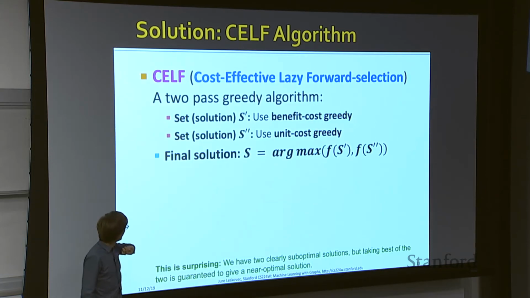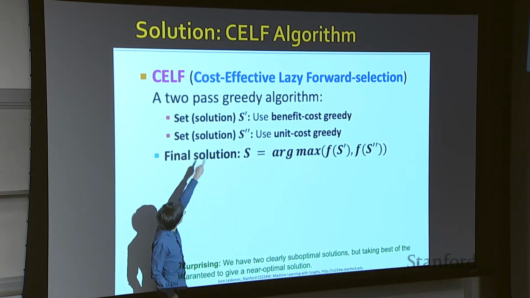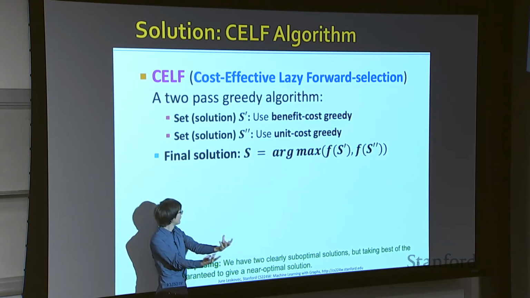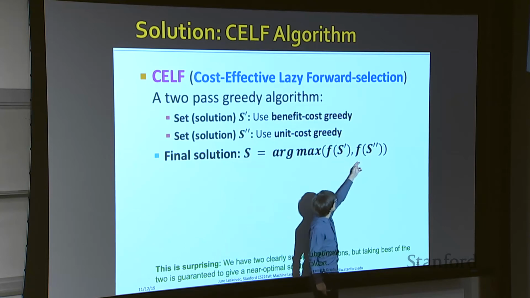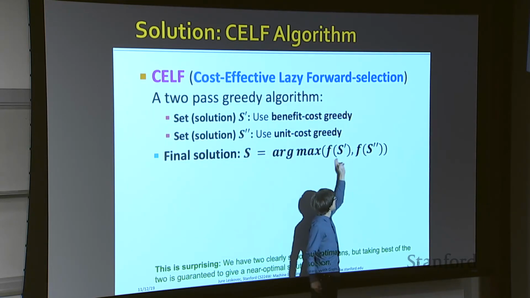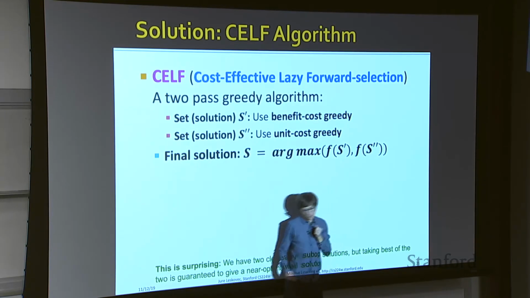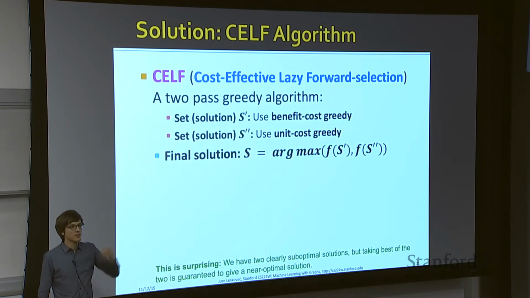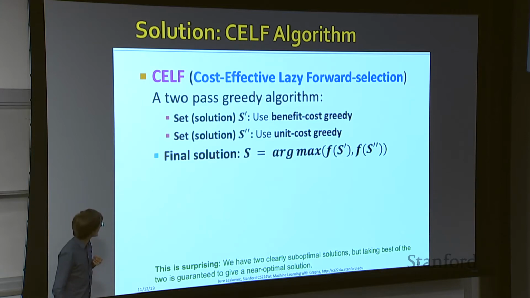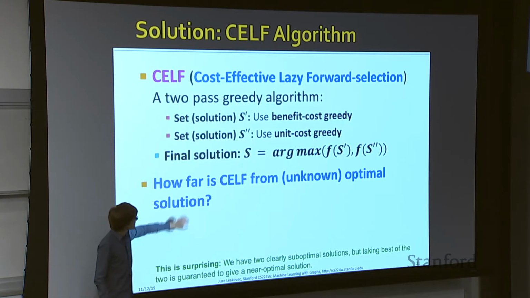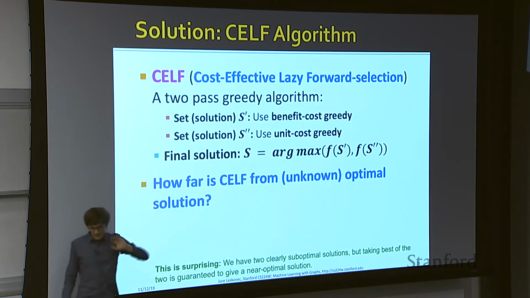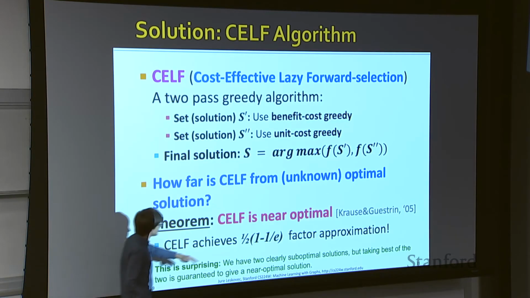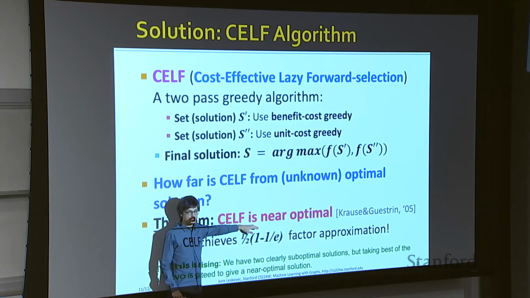I'm running the first algorithm. I'm running the second one independently. They both give me solutions, and then I return the solution that is better out of the two. So I'm running two imperfect algorithms, and to the user I'm returning the better one of them. And what's the surprising fact? The surprising fact is that these two independent runs of two imperfect algorithms give you a near optimal solution.